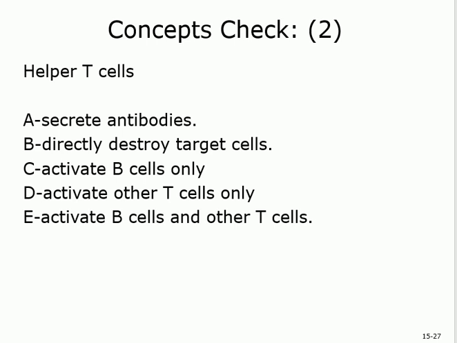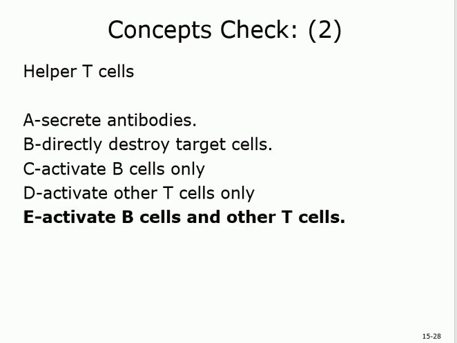E, activate both of them. Yes. Do they secrete antibodies? Of course not. T cells do not even secrete antibodies at all. It's B. Okay. Directly destroy the target cells? No. This is cytotoxic, not helpers. Activate B? Yes, but it says only. No, not only. T only? No. Both of them. So E is the right answer.